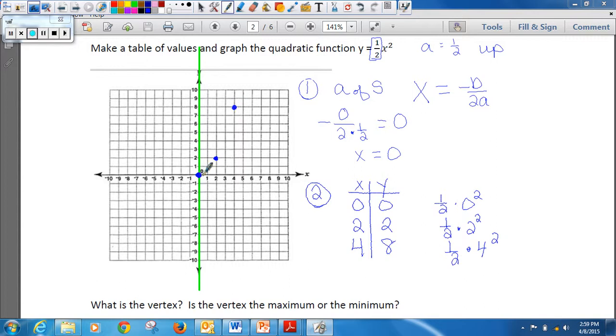So by using those 3 points, I got half of my parabola. Whoa, not sure what happened there. Half of my parabola. And it shouldn't even curve back in. It should be going straight.